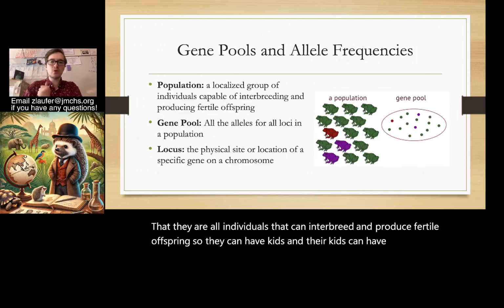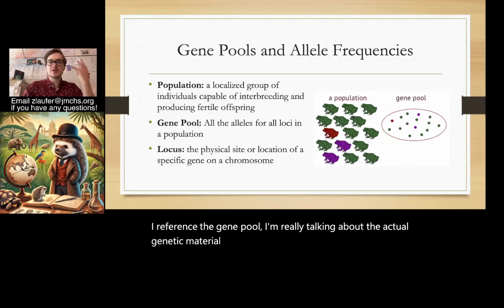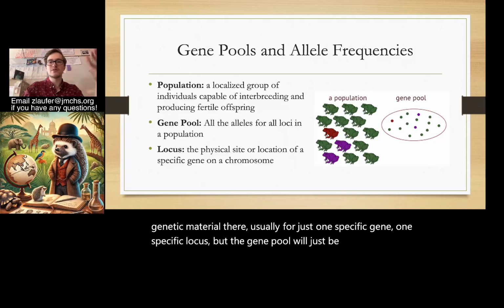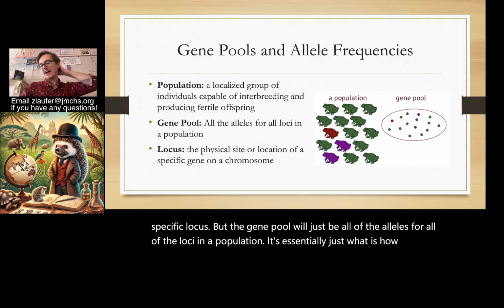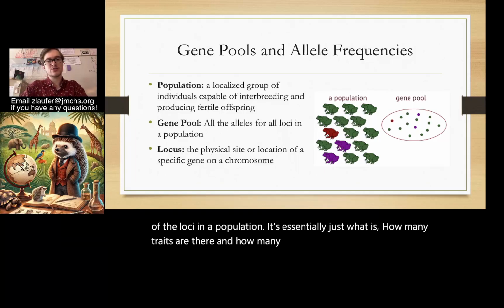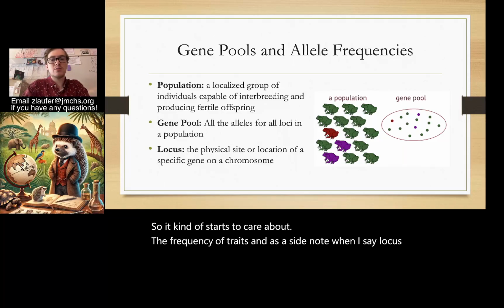When I reference the gene pool, I'm really talking about the actual genetic material there. Usually for just one specific gene, one specific locus. But the gene pool will just be all of the alleles for all of the loci in a population. It's essentially just how many traits are there and how many of each trait is there. So it kind of starts to care about the frequency of traits.